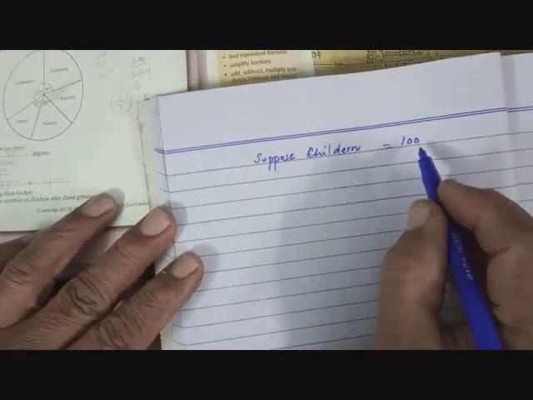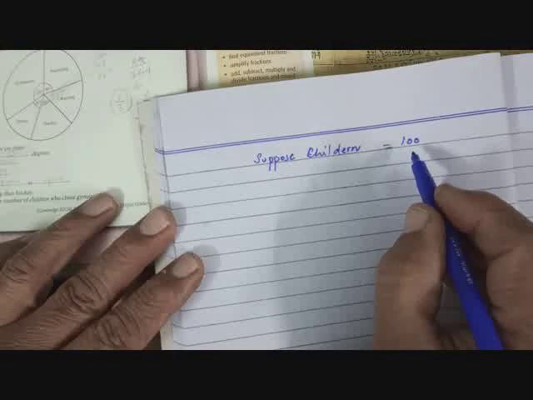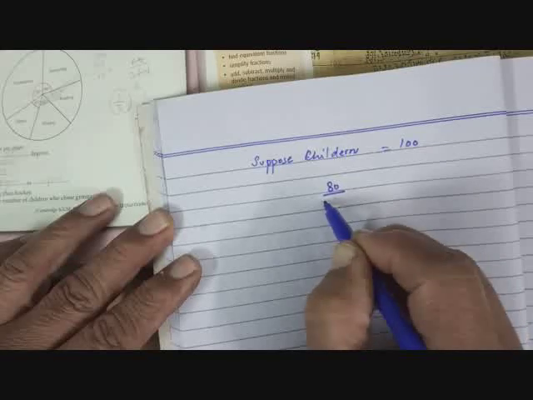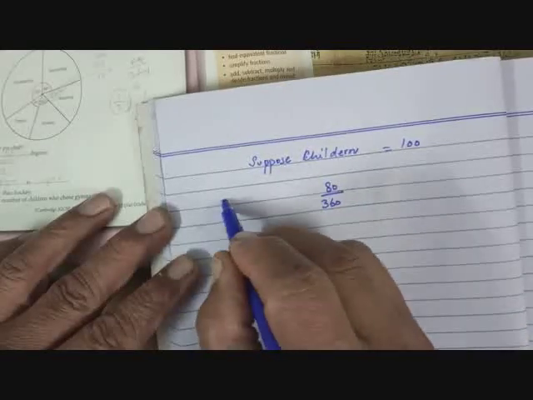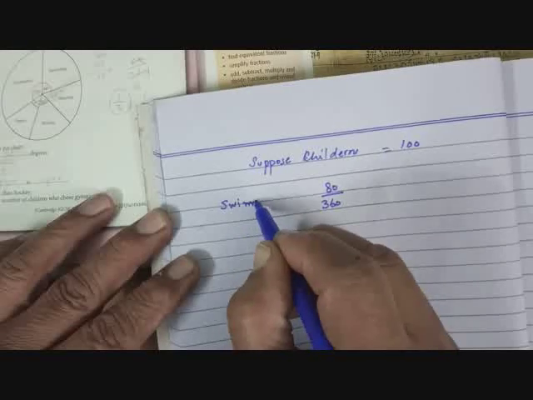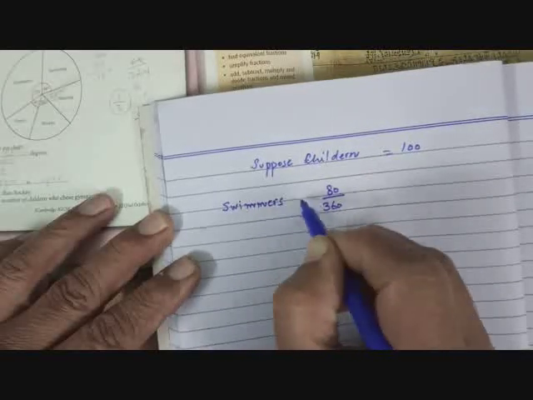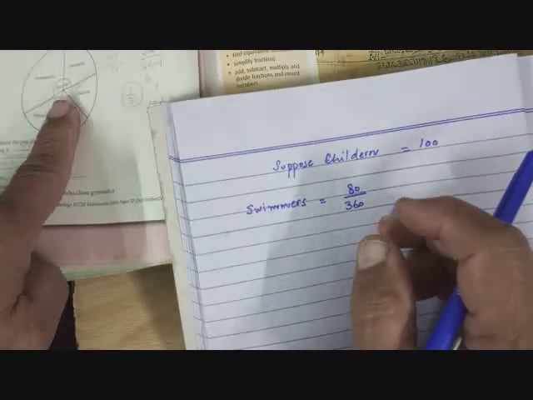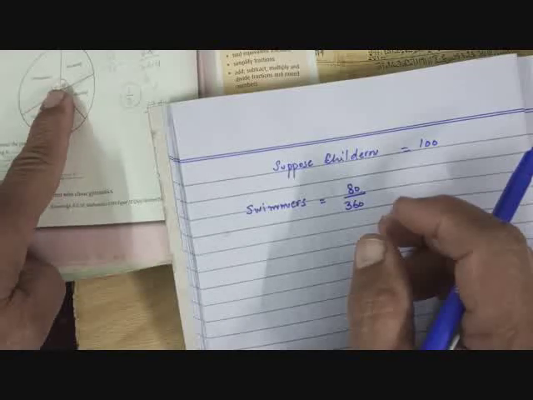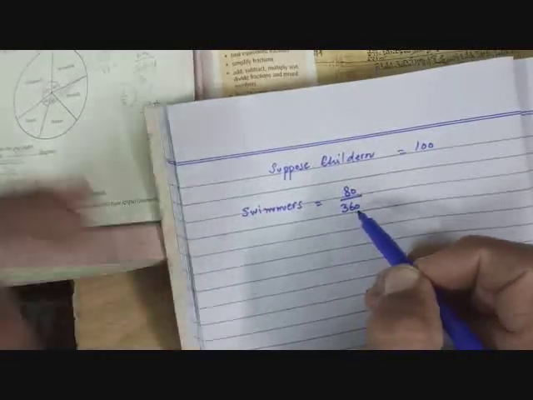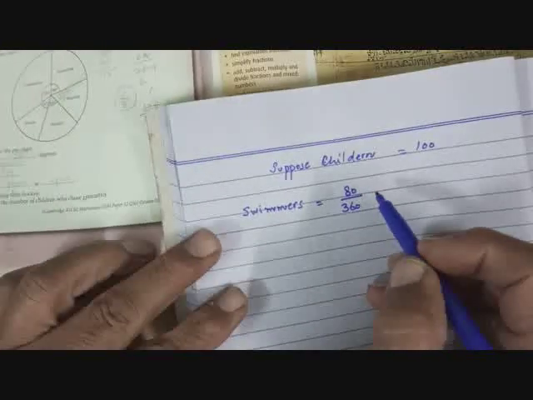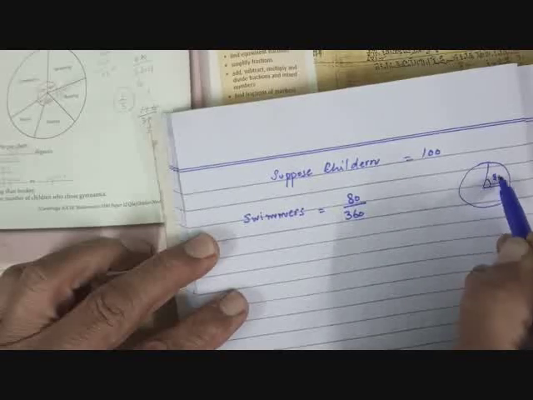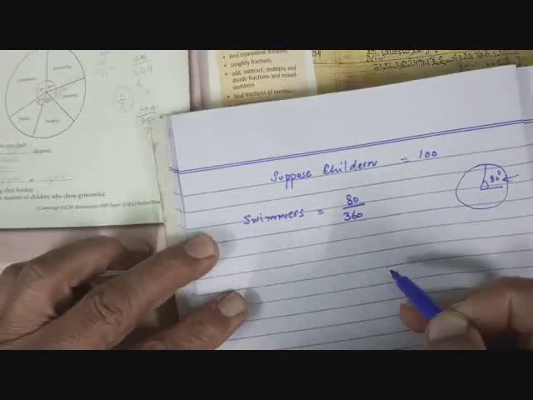Now you know, when there are 100 students, then 80 degrees out of 360 degrees. These are the swimmers. Swimmers are assigned in that pie chart. You see that this is only 80 degrees. So 80 degrees out of 360 degrees, 80 degrees assigned to swimmers.